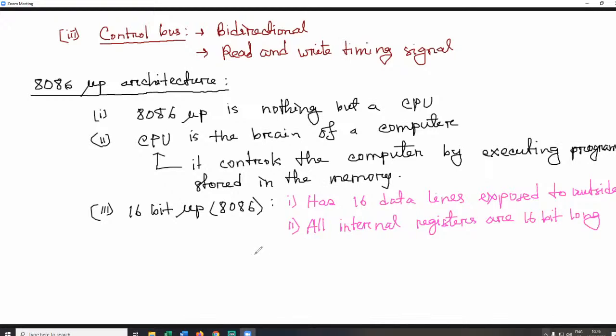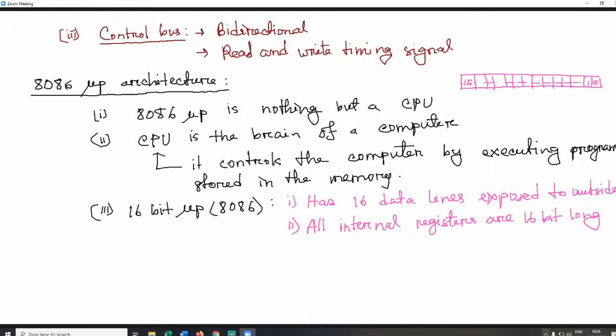If you say 32-bit, then all internal registers are 32-bit long. For 16-bit, all internal registers are 16-bit long. That means it has bits 0 to 15, right? Bit number 0, bit number 1, and so on. What is the last bit number here? Bit number 15, right? So that is the register length. Whatever number of registers it has, all internal registers are 16-bit long.